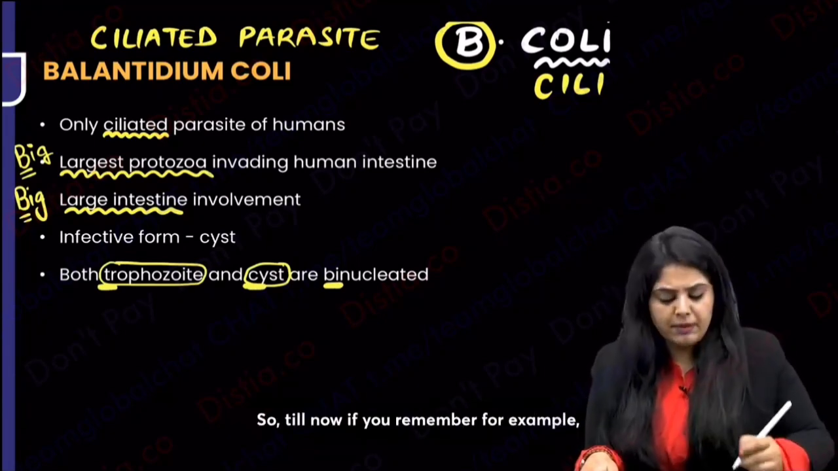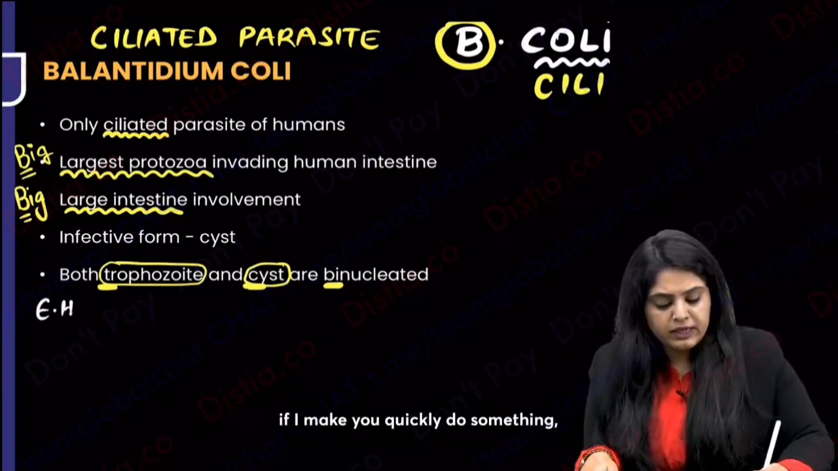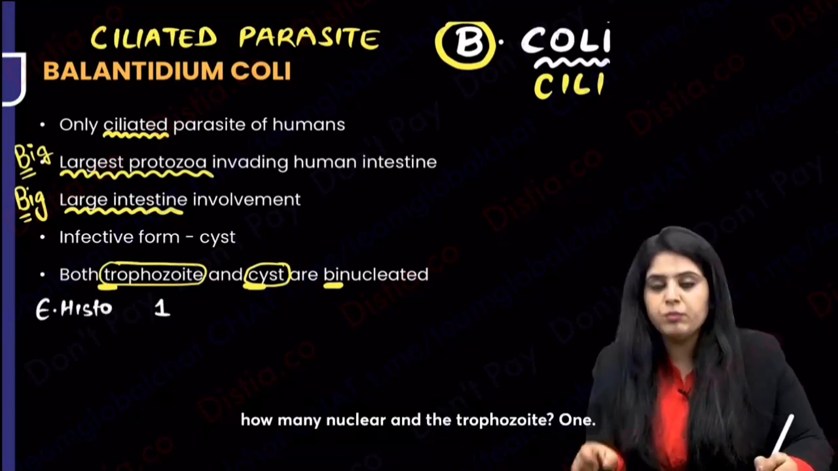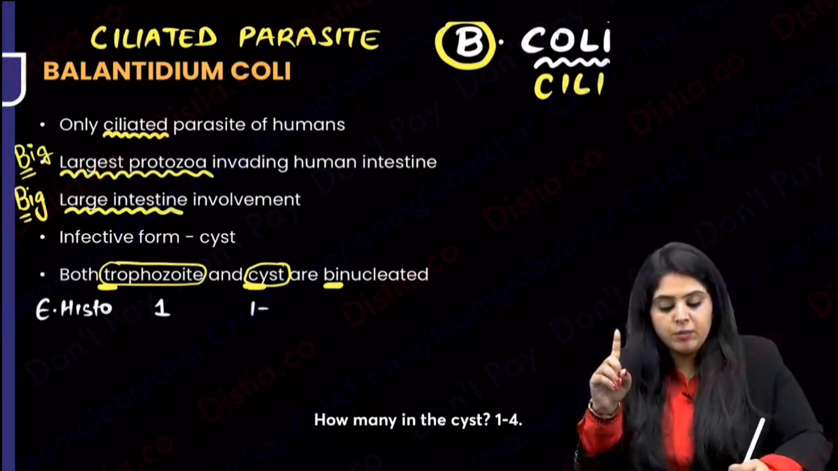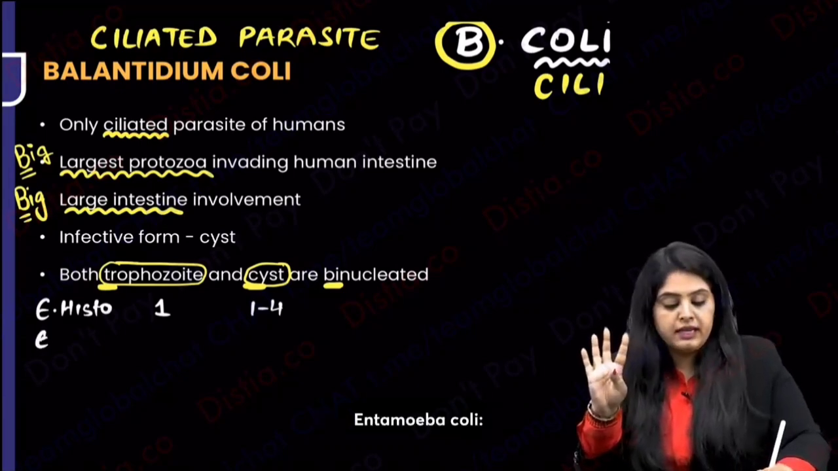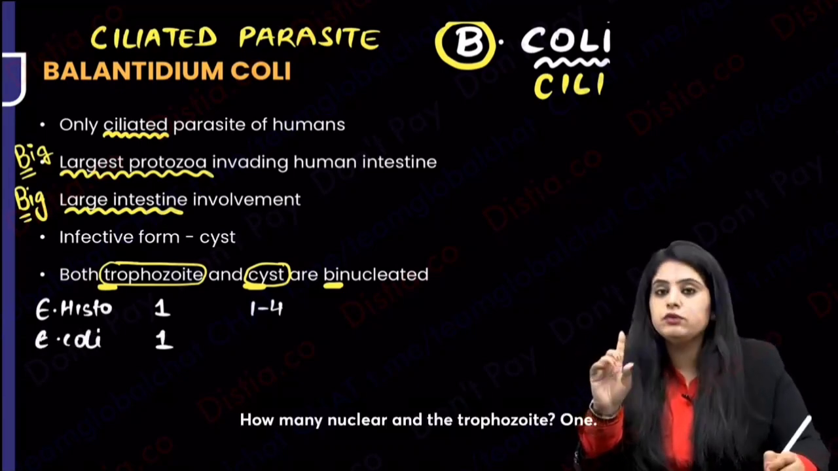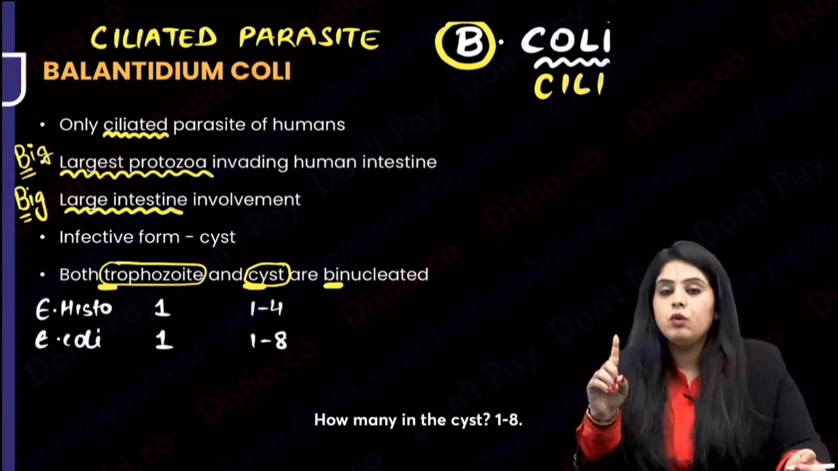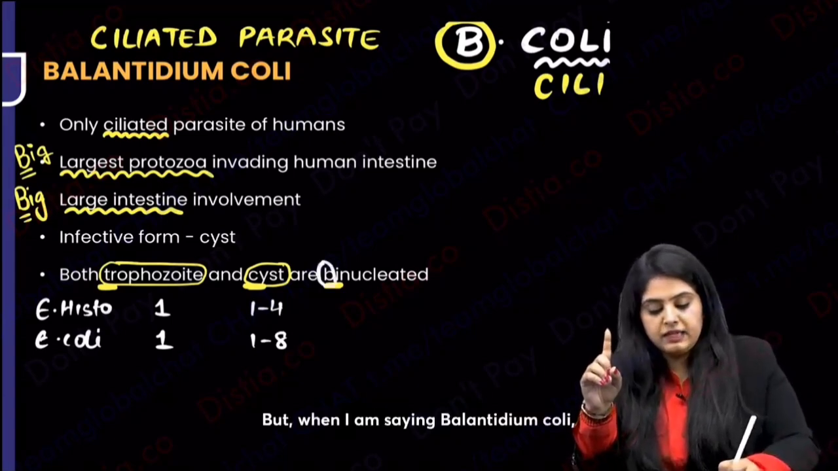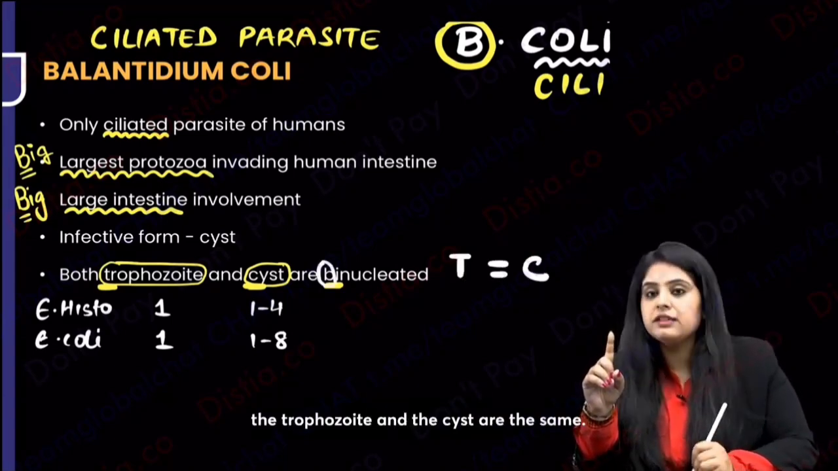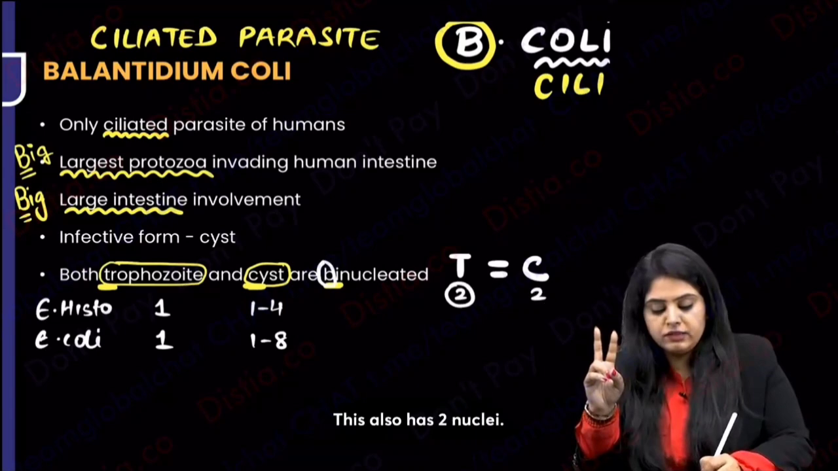Till now, if you remember, for example, Entamoeba histolytica, how many nuclei in the trophozoite? 1. How many in the cyst? 1 to 4. Entamoeba coli, how many nuclei in the trophozoite? 1. How many in the cyst? 1 to 8. But when I'm saying Balantidium coli, the trophozoite and the cyst are the same. This also has 2 nuclei.